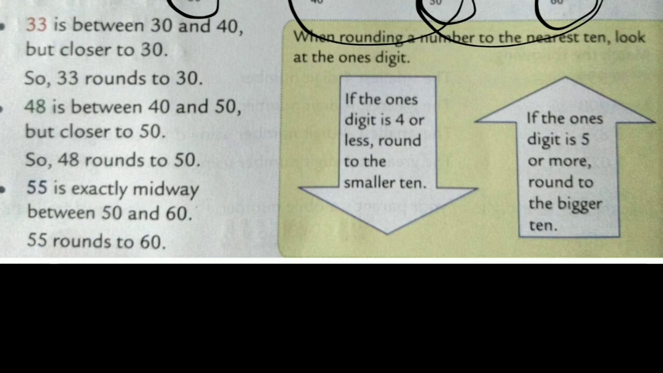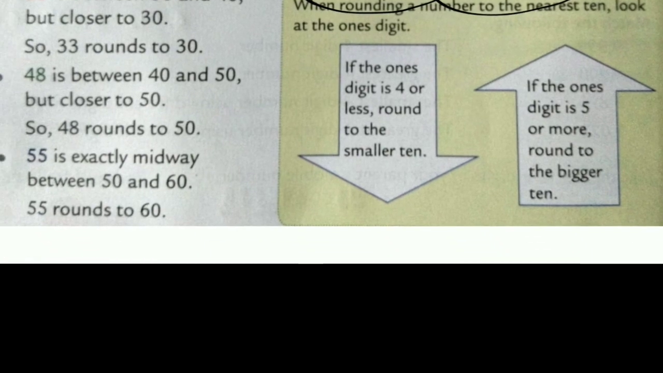In this one, a few rules are here. If the ones digit is 4 or less, round to the smaller 10. It means it will go to the left side. Next, if the ones digit is 5 or more, then round to the bigger 10. It means it will go to your right side.